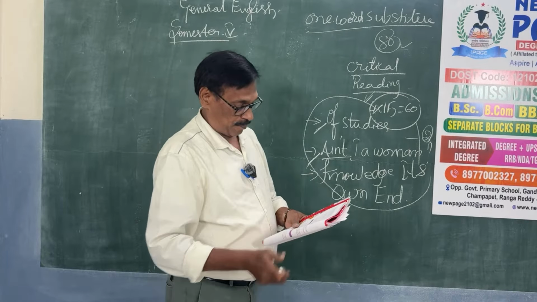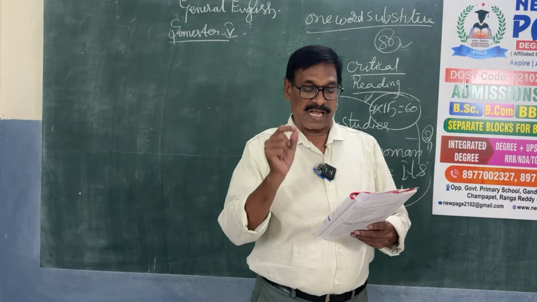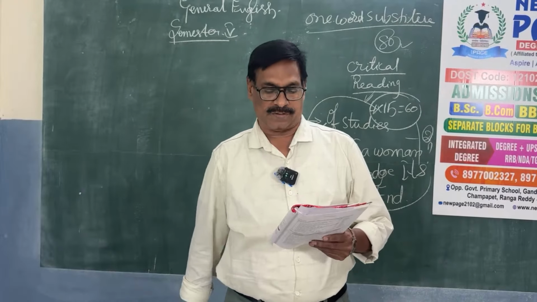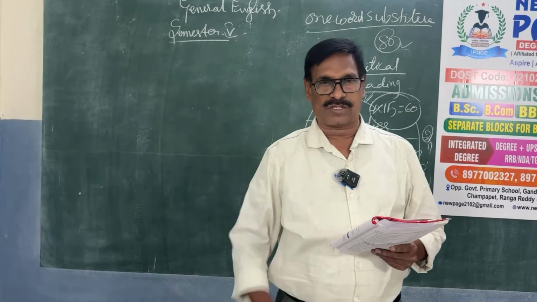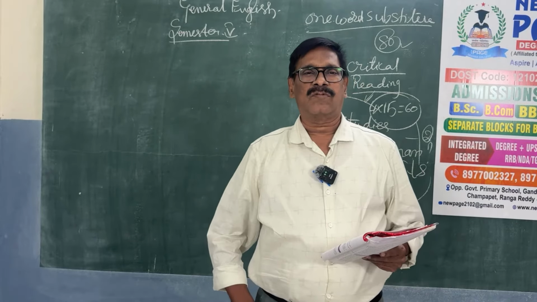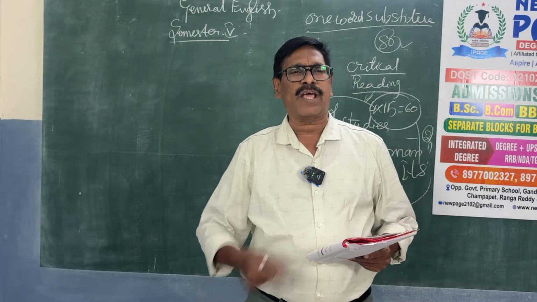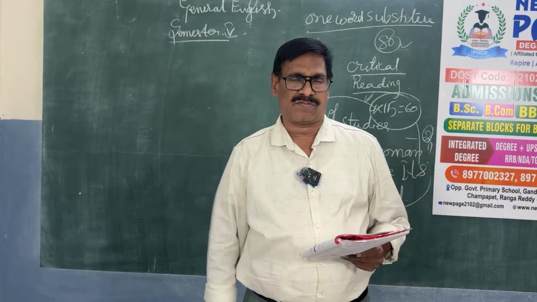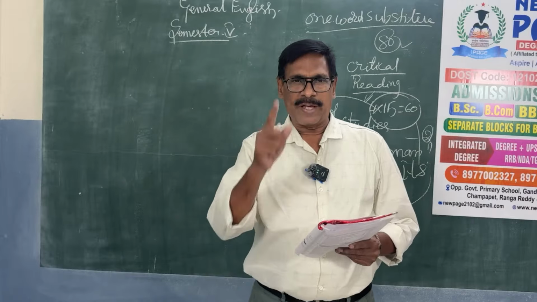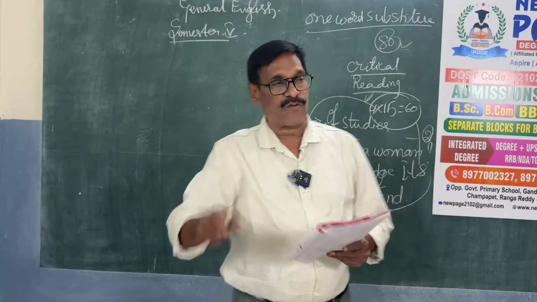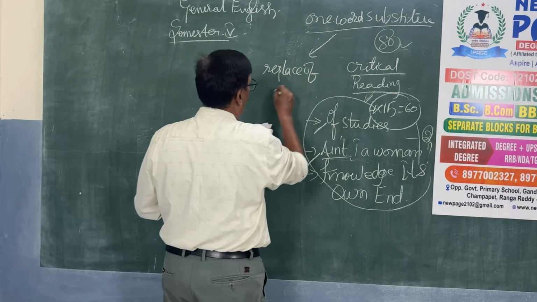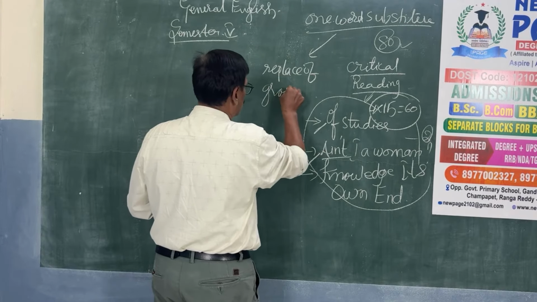For example, one word substitute is the use of a single word to replace a group of words. For example, cardiologist. Who is a cardiologist? He is a doctor who takes care of the heart. We call it cardiologist. Dermatologist, who studies the skin. That means one word replaces a group of words.